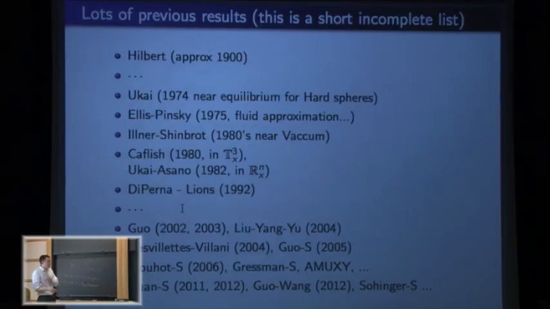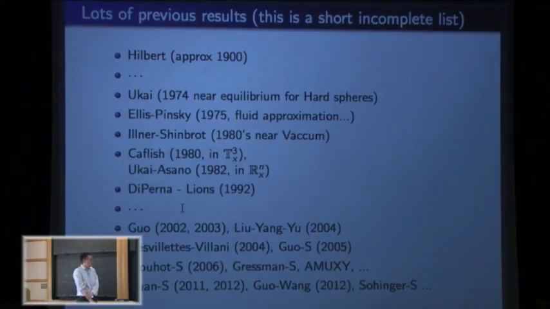Guo has some results for the Landau equation. There's a literature for the Landau equation. David Villani, not this paper, but different papers, have some results for the spatially homogeneous Boltzmann equation. Yes, there's a whole literature on the Landau.